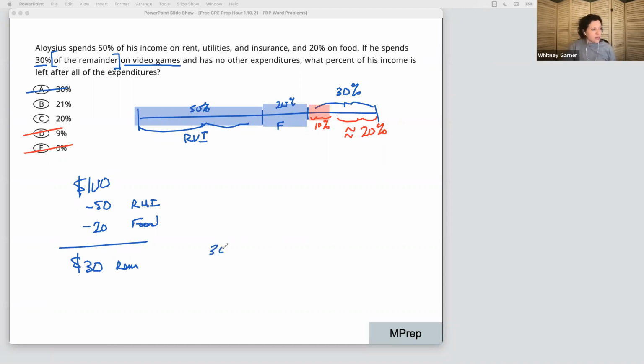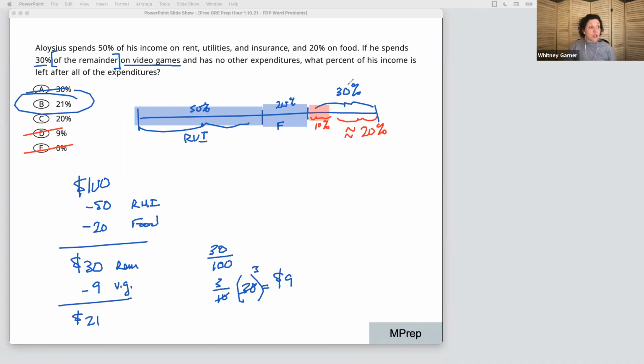So 30% or 3/10 of 30 would mean he's going to spend $9 on video games, which means he's left with $21.